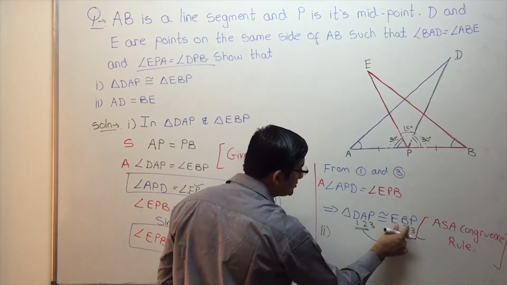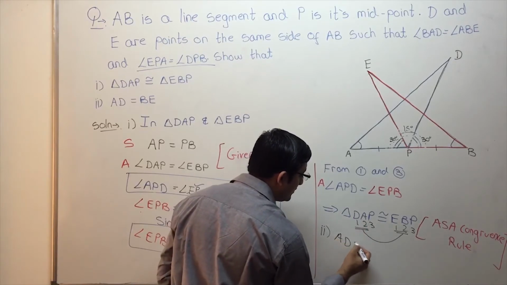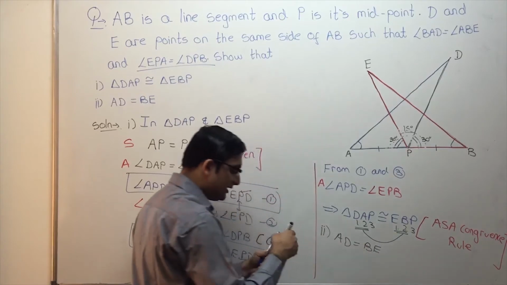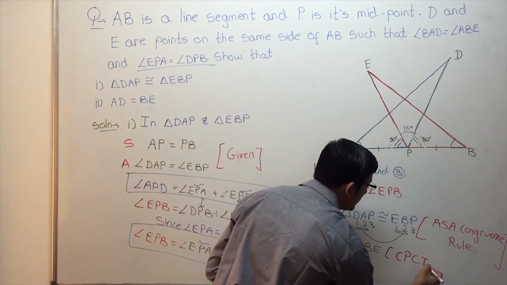So what are the first two letters over here? BE. So the first two letters AD correspond to the first two letters over here, that is BE. So AD is equal to BE. What is the reason? CPCT, corresponding parts of congruent triangles.